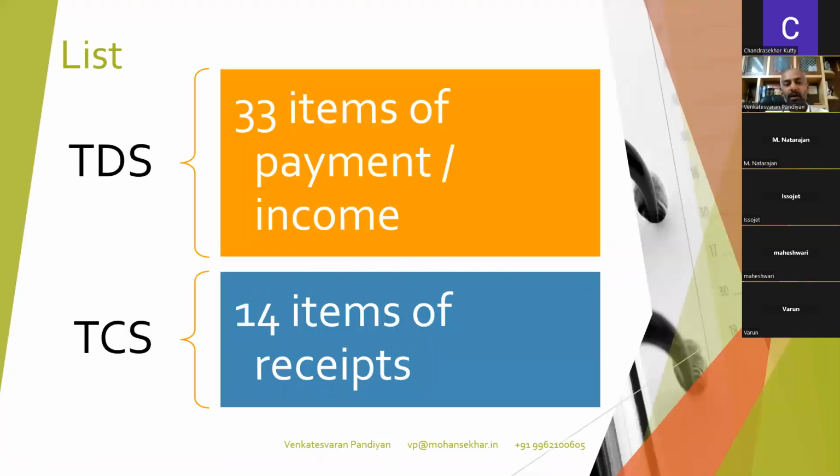Okay, now, what are the payments on which TDS is deducted? There are about 33 items of payment or income on which TDS is applicable. Are we going to look at all the 33? The answer is no. The reason is that not all pertain to all the audience that's here.